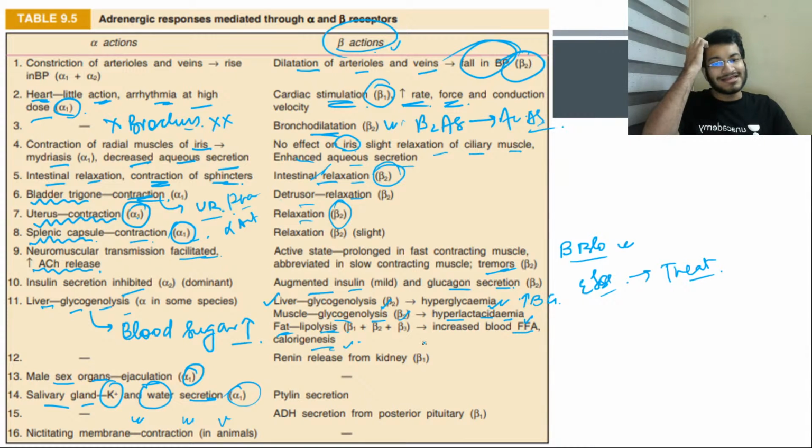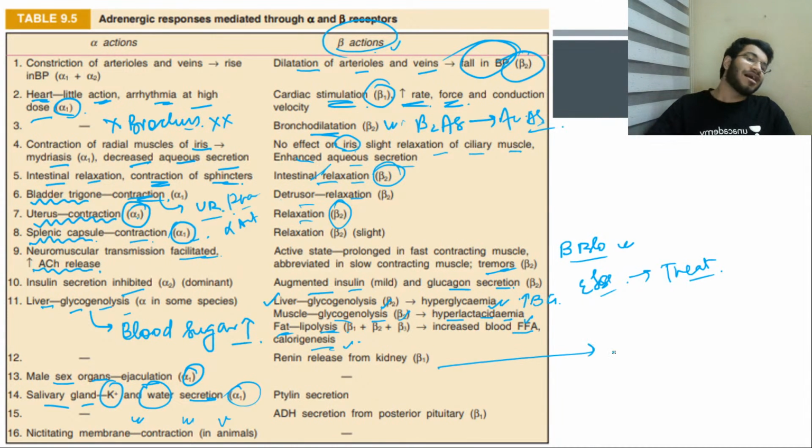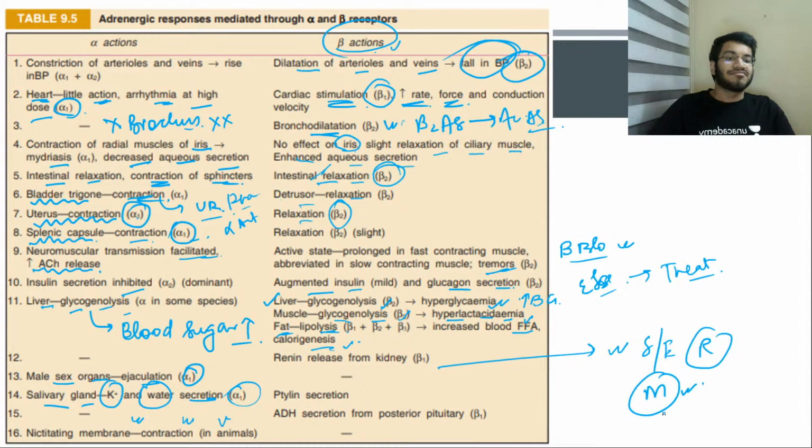And it will increase renin release from the kidney, which has a lot of side effects, remodeling effects, and mortality effects. We covered all that in the drugs affecting RAS, the first topic of CVS. Then beta will also increase the tyline secretion, and ADH secretion from the posterior pituitary, right?